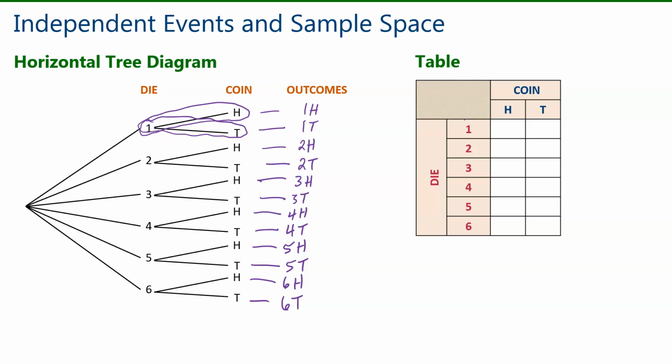We match it up. 1 and heads, 1 and tails. And we can fill out our chart accordingly. 5 and tails, 6 and tails. The table is indeed a nice, neat, compact way to organize the sample space.